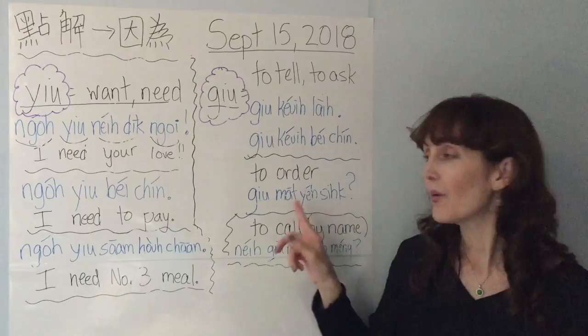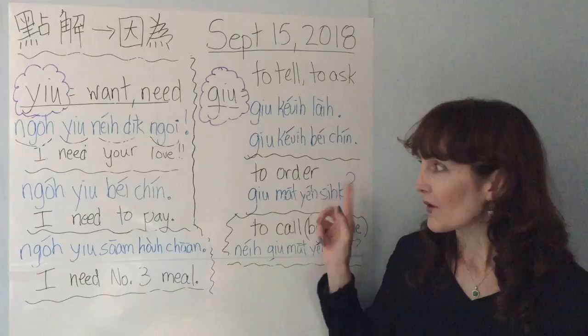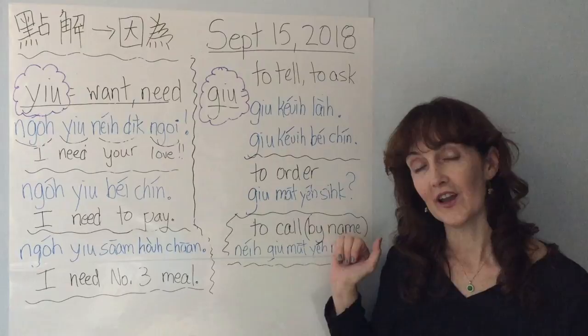Order what to eat, and you could also put the a particle at the end there. 叫乜嘢食啊. Okay, that's to order. So the order, like, 叫乜嘢咪我要三好餐. Okay, and then to call, of course, we went over before. So those are the two verbs that I wanted to introduce because we will be using them in the sentences.